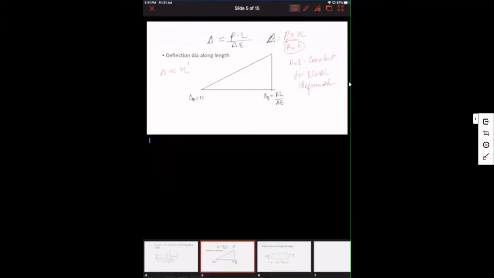Okay, so let's suppose delta at A. To find delta at A, I have to put X equal to 0. So delta at A is equal to 0. Now to find delta at B, I have to put X equal to L. So delta B becomes P into L upon AE. This is varying linearly like this. Okay, is it clear to everyone?